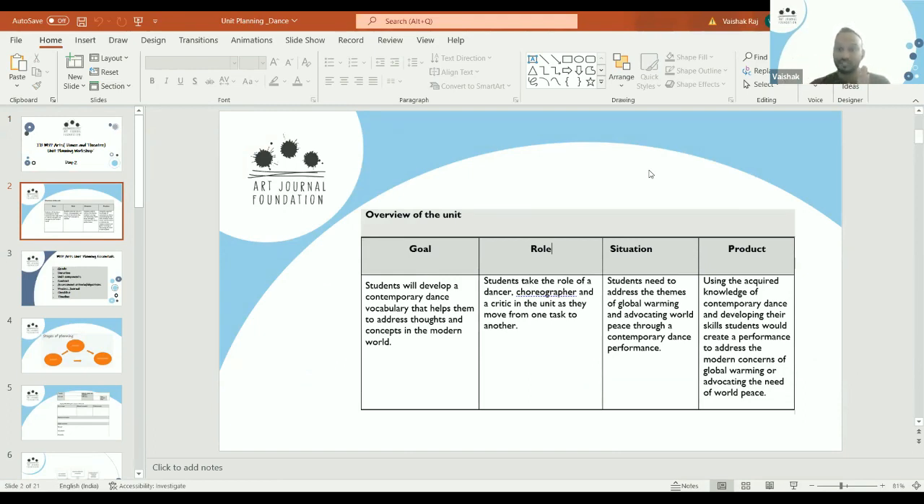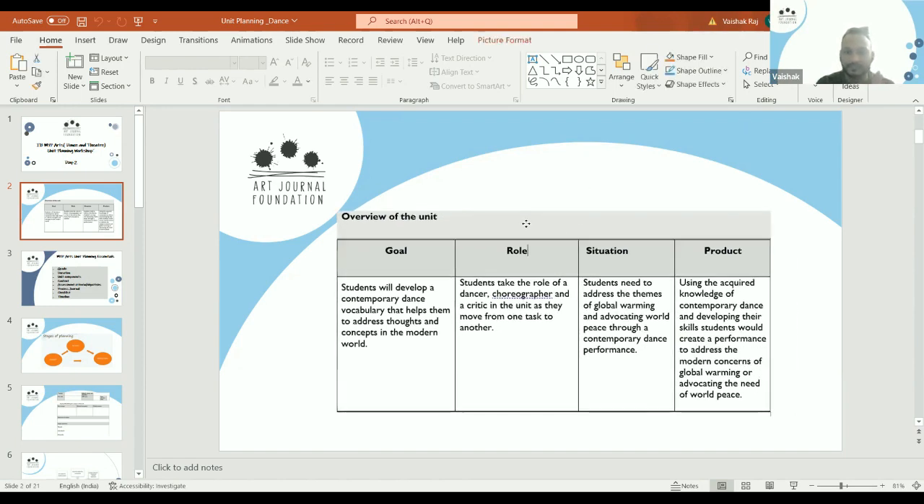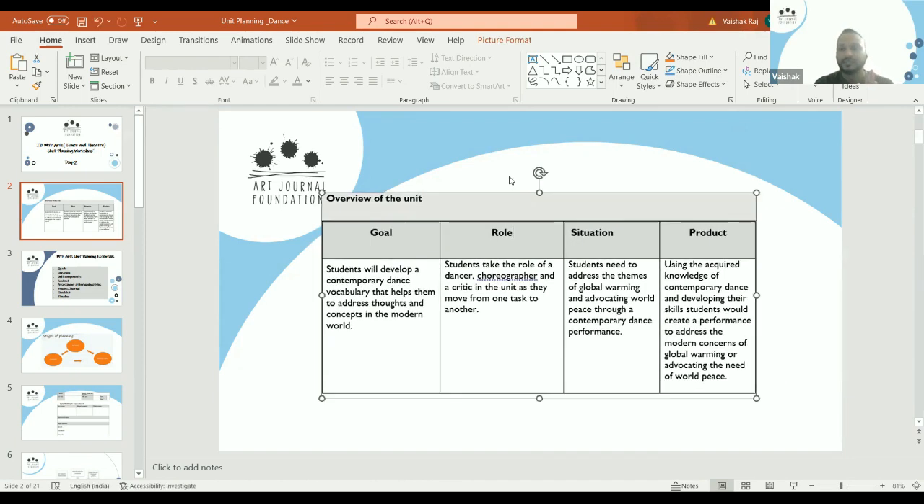Now, what is the situation? Situation is majorly addressing the assessment. Students need to address the themes of global warming. So I've taken that they use contemporary dance to address global warming and advocating world peace through contemporary dance. What is the final product? Using the acquired knowledge of contemporary dance, they'll develop a contemporary dance and develop their skills. Students will create a performance to address this. So basically, performance is the product. Okay. So just have an idea.